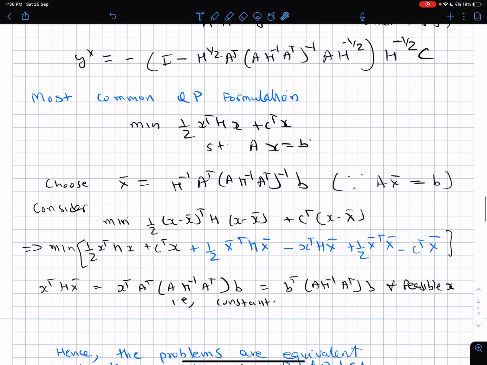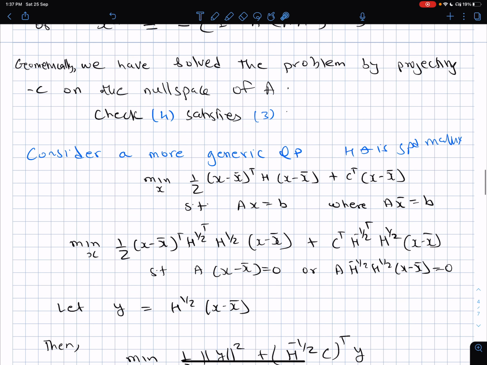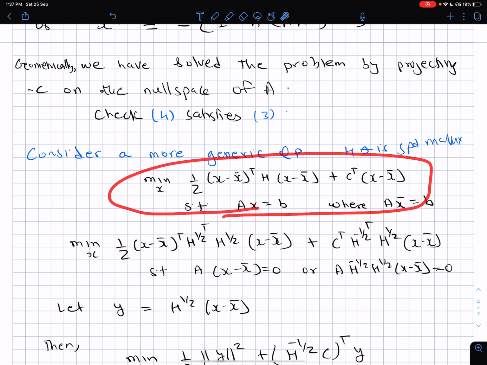So with this idea, let us consider what looks like a slightly different problem to begin with: minimize over x half of (x minus x bar) transpose H (x minus x bar) plus c transpose (x minus x bar), subject to the requirement Ax equals b. This problem has a solution. Why? Because we have already solved it.